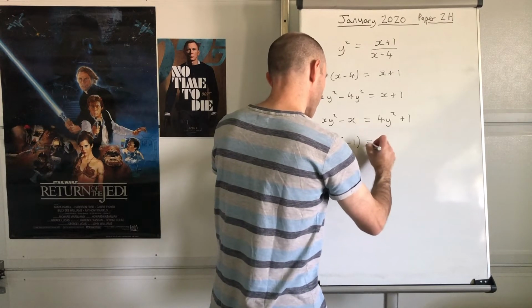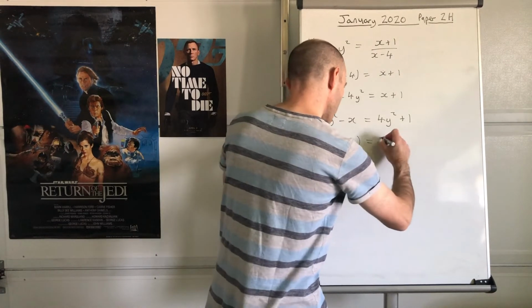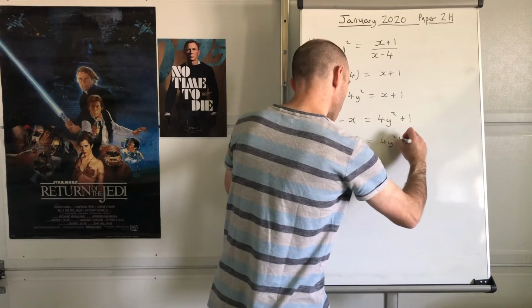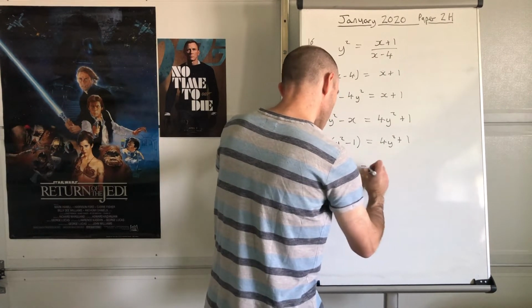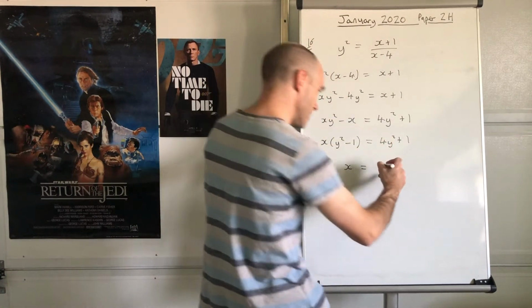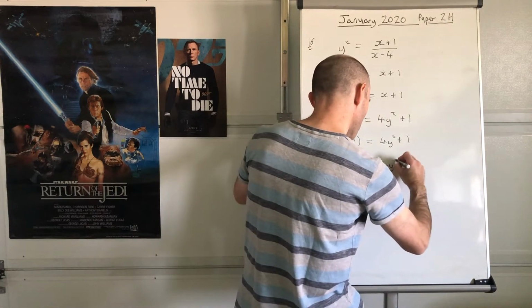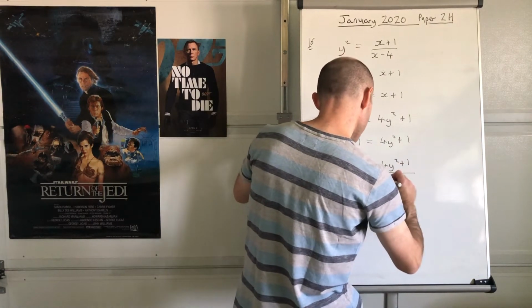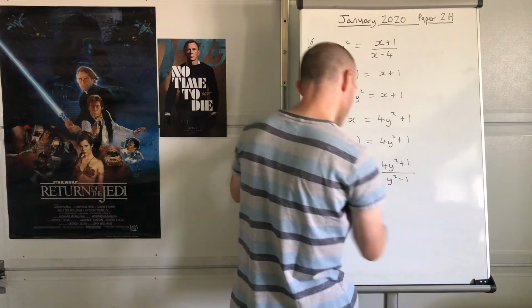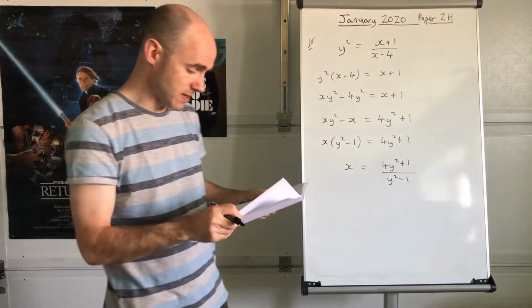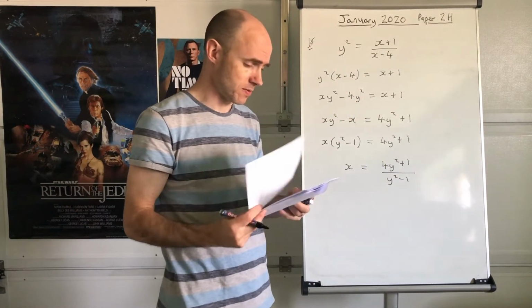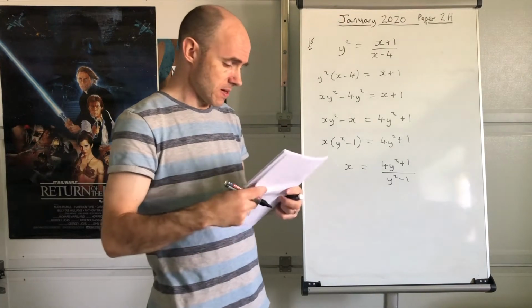Factorising this, so you get x(y squared minus 1) equals 4y squared plus 1, and the last thing you want to do is to put this onto the other side. And so we'll divide that. So x equals (4y squared plus 1) over (y squared minus 1). Okay, and then that's it. That's your final answer.